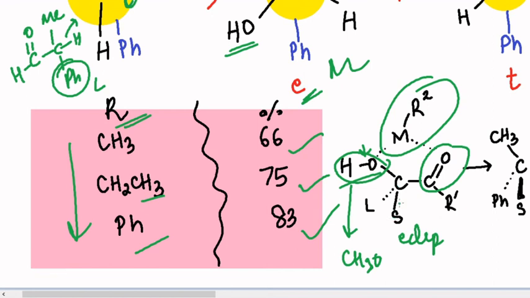How can we say that? Because see, here the S is on the wedge, okay, and here the attacking R2 is on the wedge too. So I hope this clarifies Cram's rule.